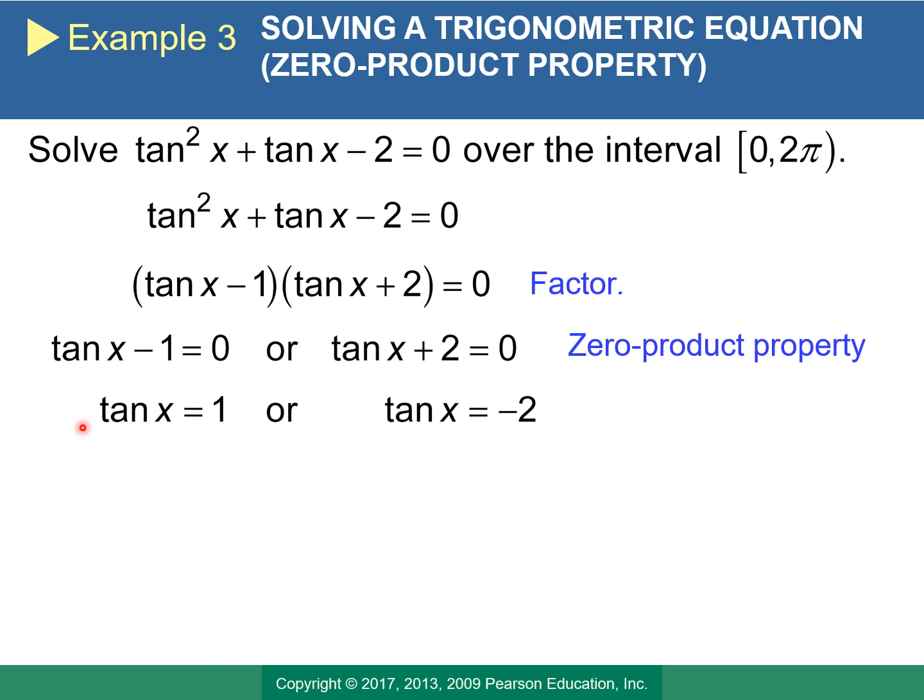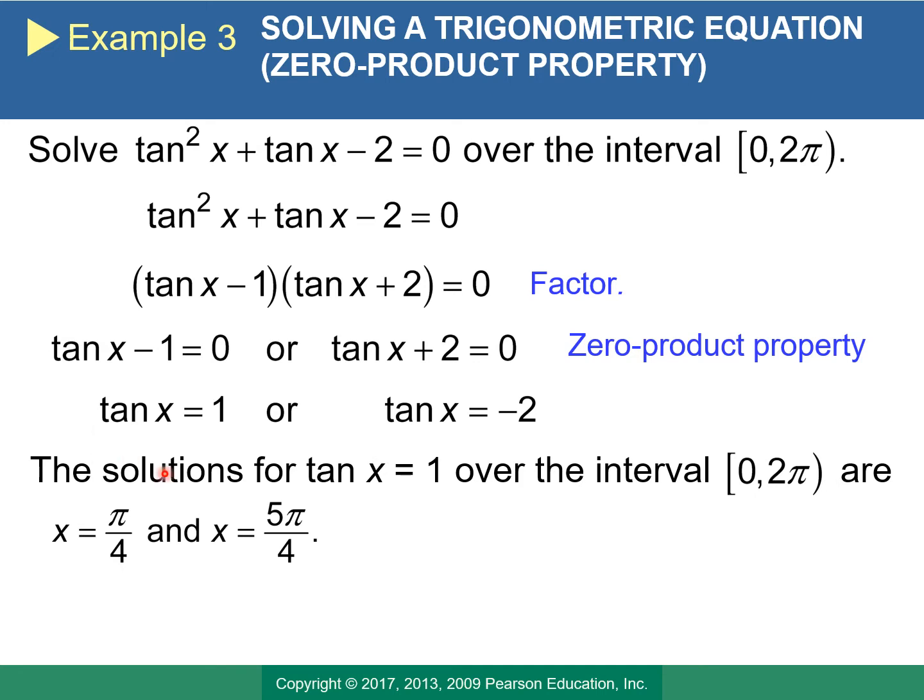So let's start with tangent x equals 1. Tangent x is 1 at pi over 4 and 5 pi over 4, and that's in our one full rotation of our unit circle between 0 and 2 pi. So those are two of our answers, but now let's see what happens with tangent x equal to -2.